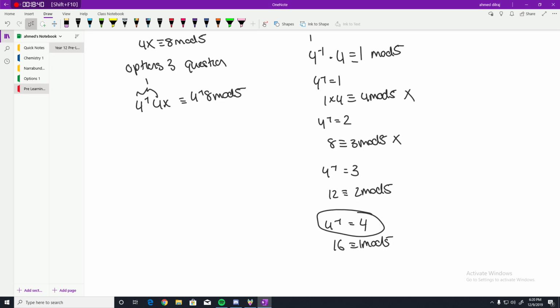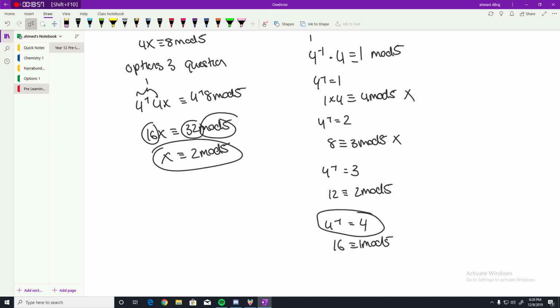So if we multiply by 4 on both sides, we get 16x is congruent to 32 mod 5, right? And this obviously under mod 5 is just 1. So x is congruent, and 32 is 2 mod 5. So x is 2 mod 5. Does that make sense? Yeah. All right, cool.